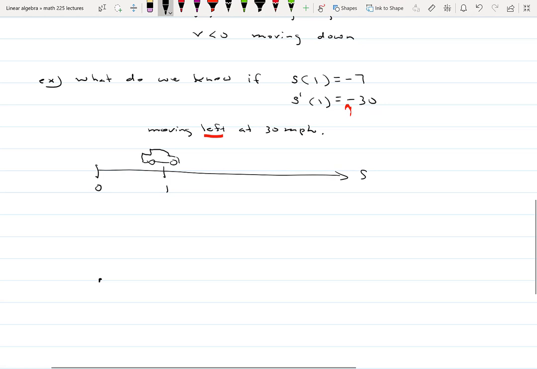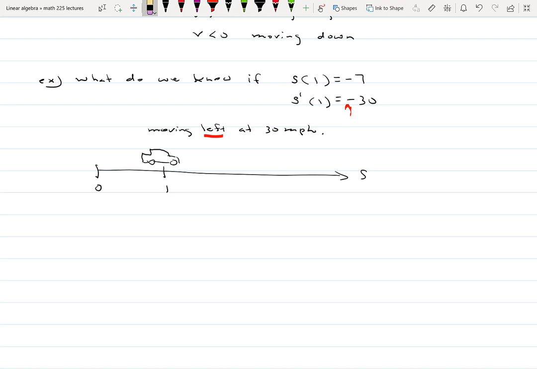What's missing from this? By missing, I mean, what else would you like to know about the person's motion? The person is away from home and moving left, moving back home at 30 miles per hour at that moment. What else would we like to know? We'd like to know if the guy is speeding up or slowing down or if he's moving at a constant rate of 30 miles per hour.